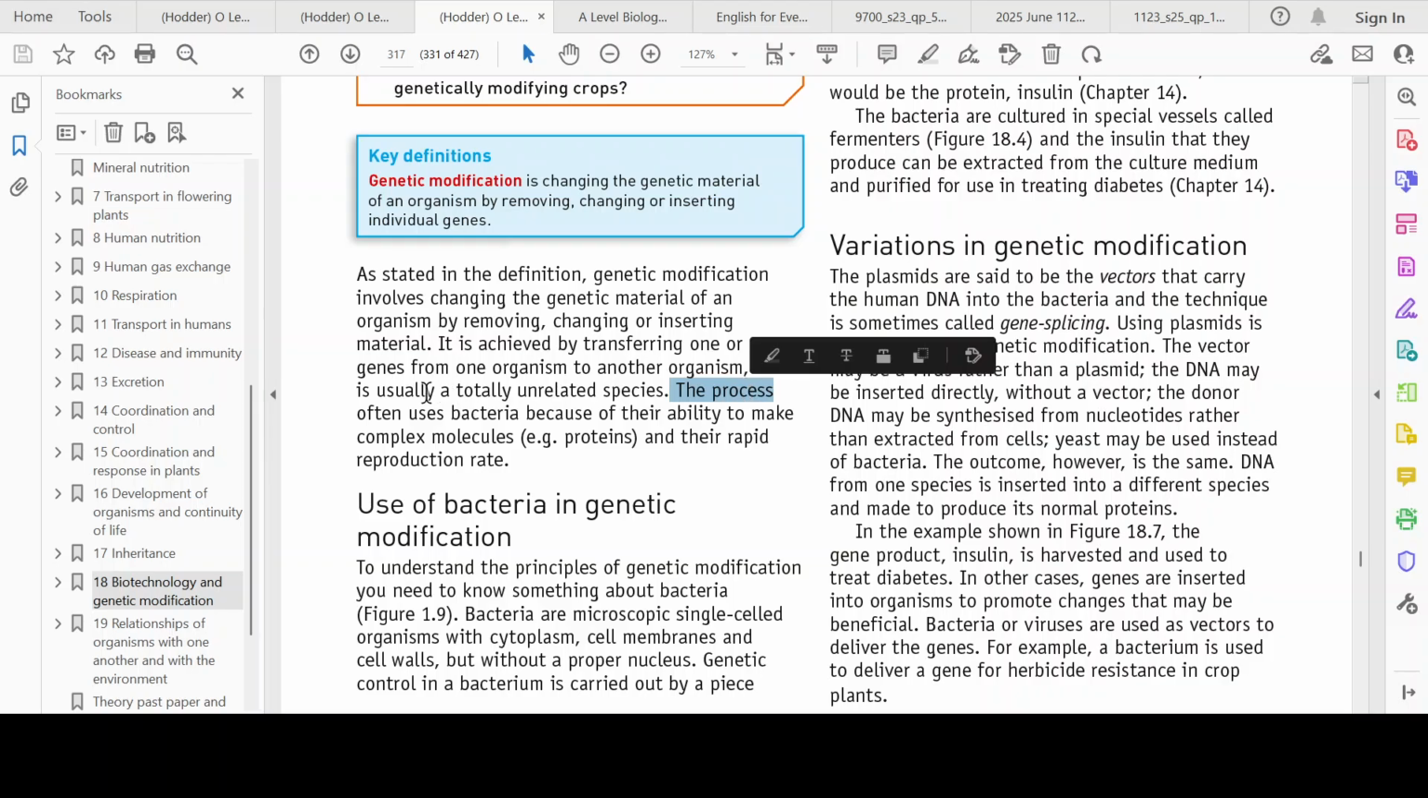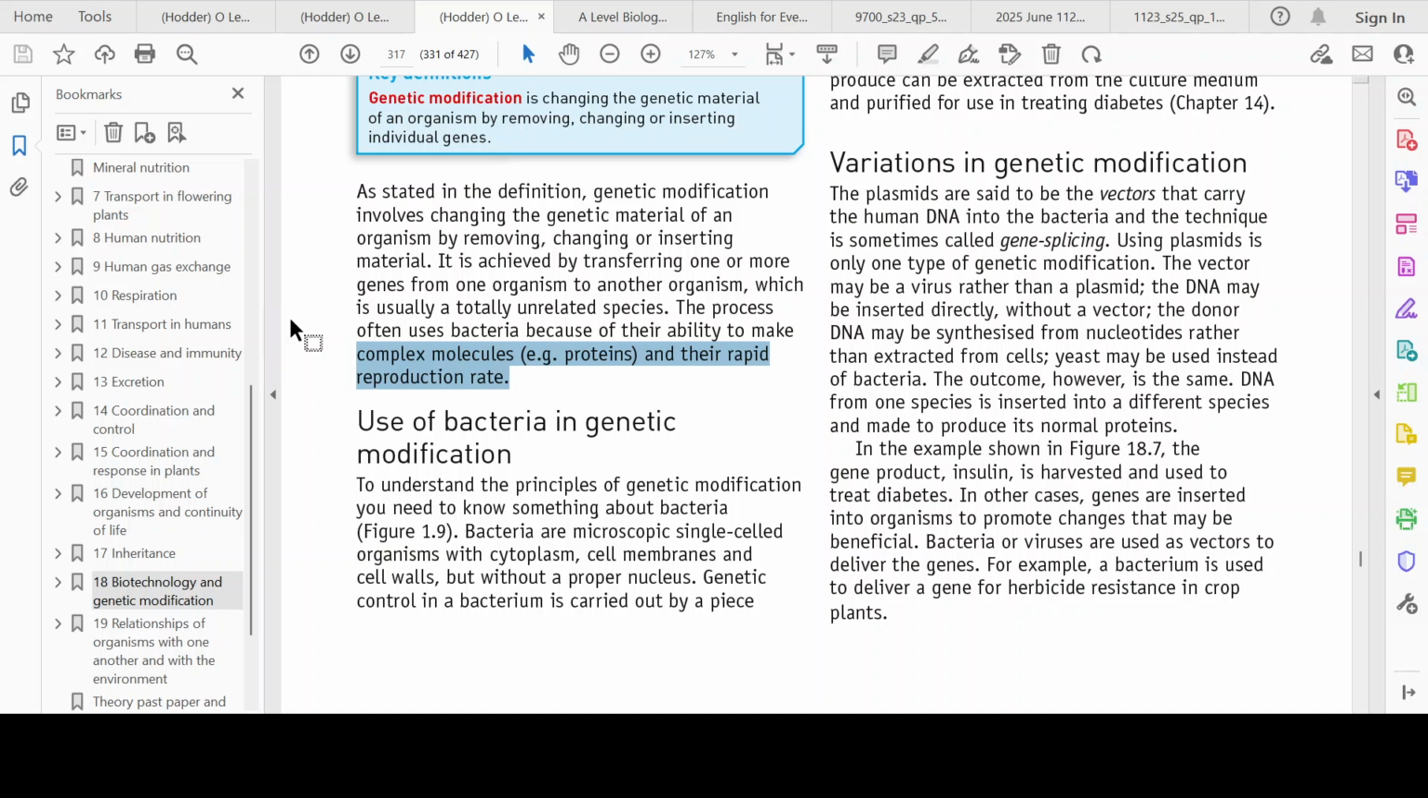Right, the process often uses bacteria because of their ability to make complex molecules and their rapid reproduction rate. So, right, sort of the fastest reproduction rate in bacteria is like once every 20 minutes, so 3 times per hour, which is fast, right? And so within a matter of a few hours, a day or two, you're going to have a huge column of bacteria, right, producing whatever it is that you want. So how is the genetic modification of bacteria, right, done, and what are they used for?